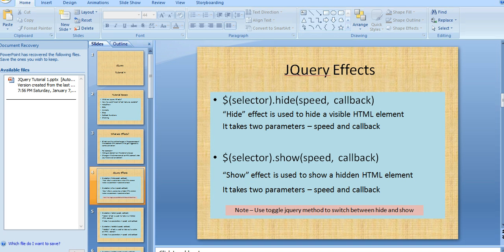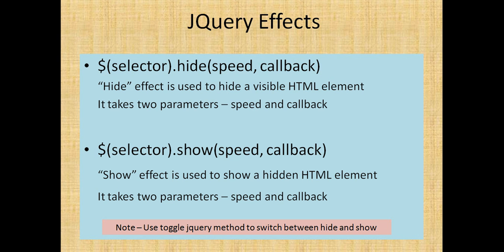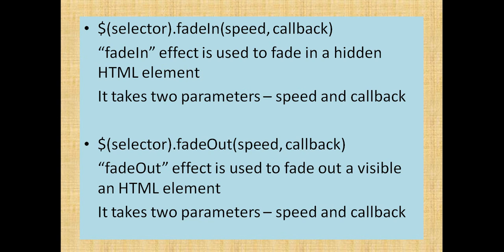The next effect that we will be studying is the fadeIn effect. Fade-in effect is used to fade in a hidden HTML element. It takes two parameters as well, speed and callback. The next effect is the fade-out effect. Fade-out effect is used to fade out a visible HTML element. It too takes two parameters, speed and callback. Let's look at it.